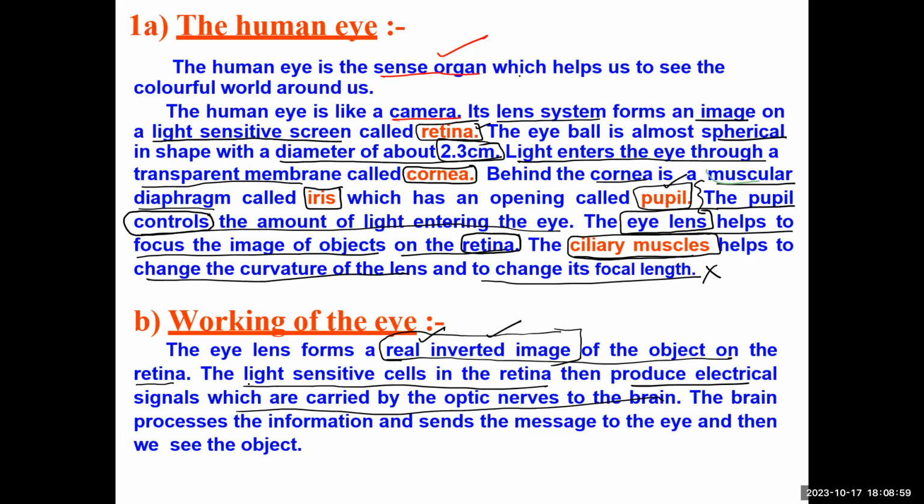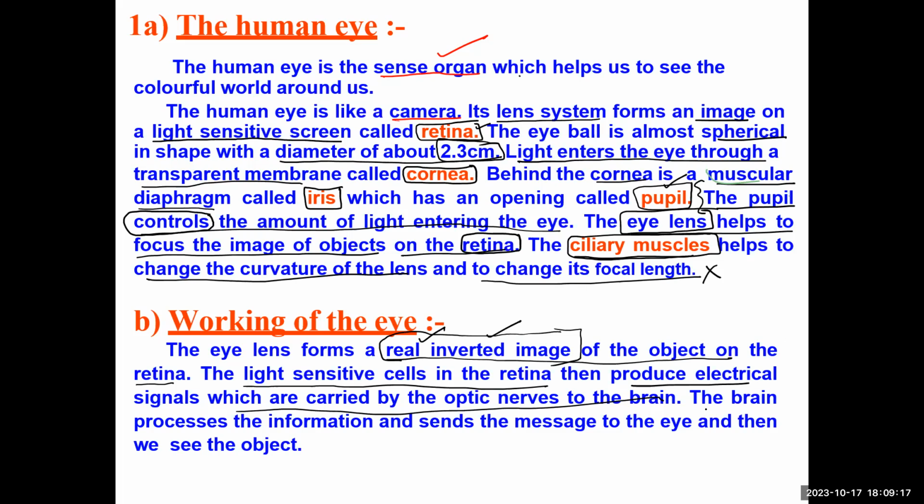Then only through the brain will we understand that there is more illuminance, or that the intensity of light is more. That's why our eyes close immediately when a huge amount of high intensity light falls upon the eye. Then what does our brain do?